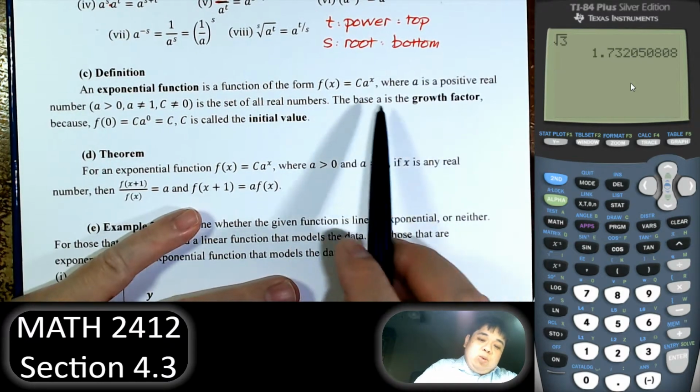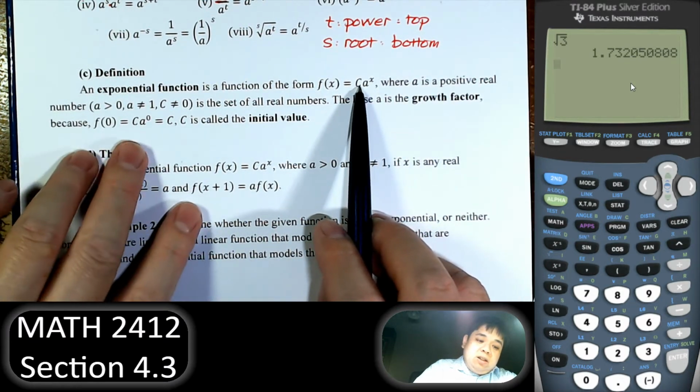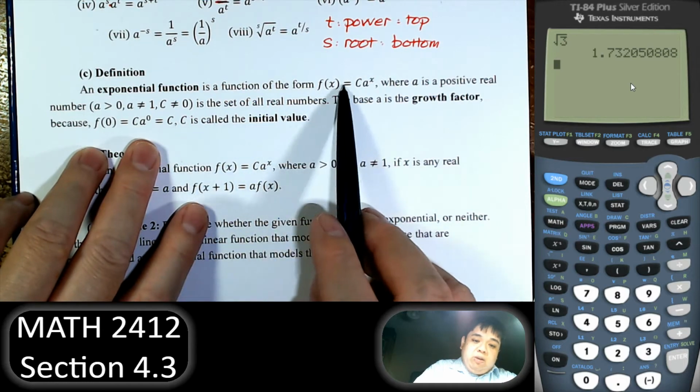And in this case, a is the growth factor, and c is the initial value when x equals 0.